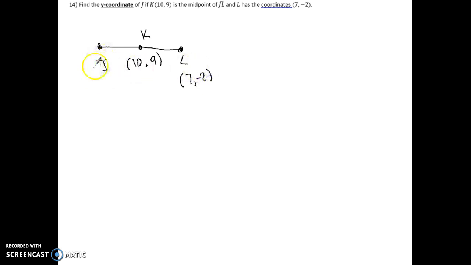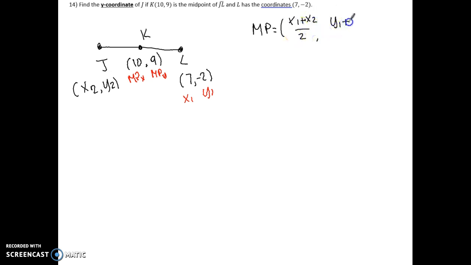Do we know the coordinates for J yet? No. So let's say that's x2, y2. And if we finish labeling, this would be the MP of x, and this is a midpoint for our y. And remember, only endpoints can be labeled x1, y1. Okay, so again, just like we did number 5, our equation for our midpoint was MP equals x1 plus x2 divided by 2, comma, y1 plus y2 divided by 2.